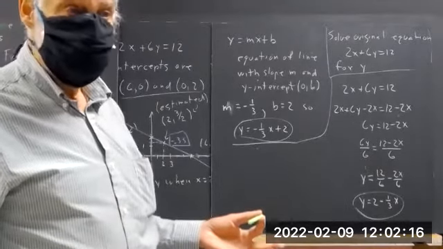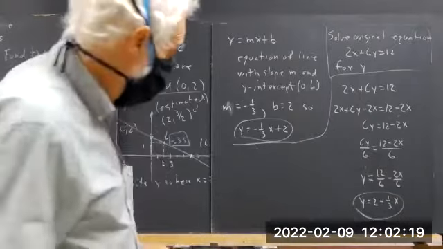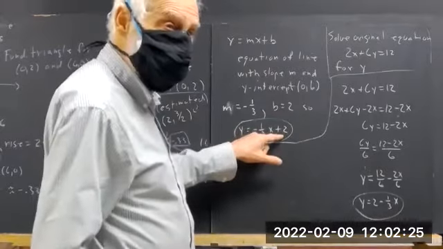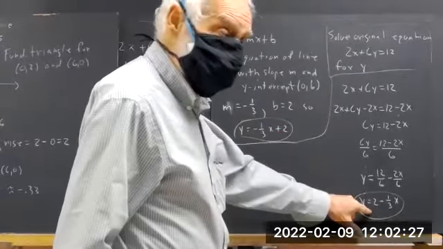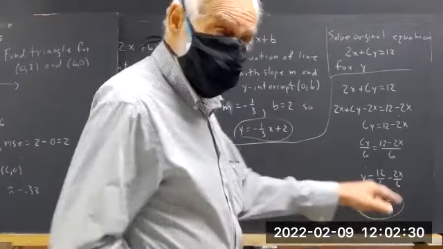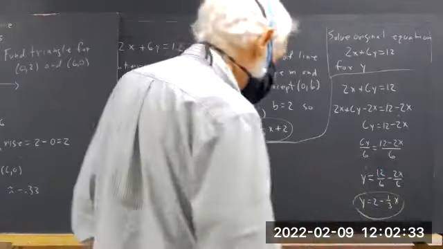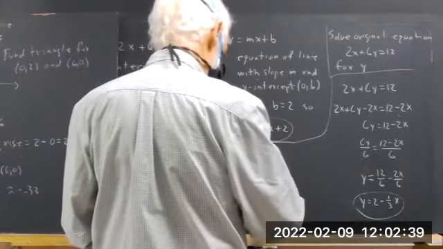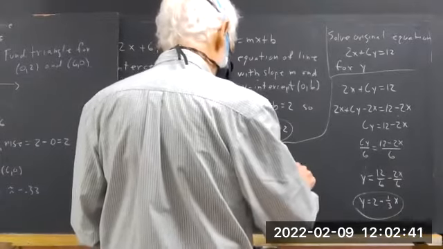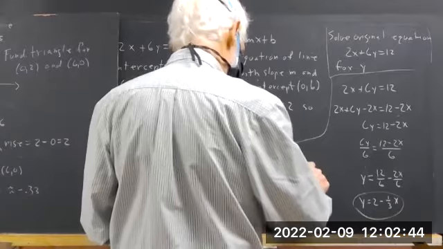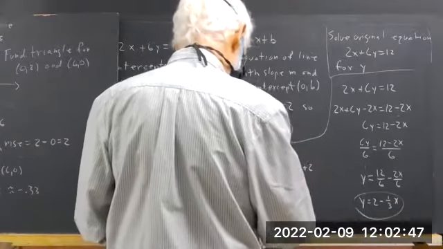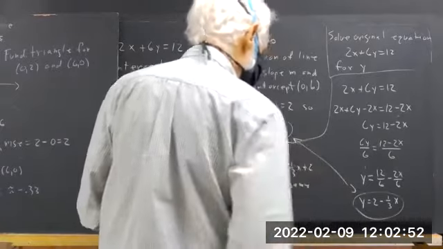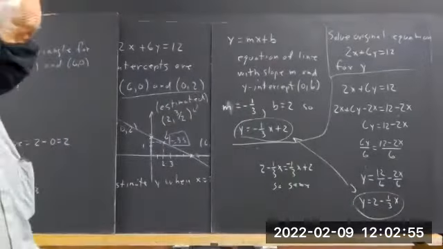Well, they're exactly the same, except they're in slightly different form. I've got the 2 minus the 1/3 x here, where I have the negative 1/3 x plus the 2. But I've got the 2 as one term, and the negative 1/3 x is the other term, and addition is commutative, it doesn't matter what order. So, okay, these are the same.